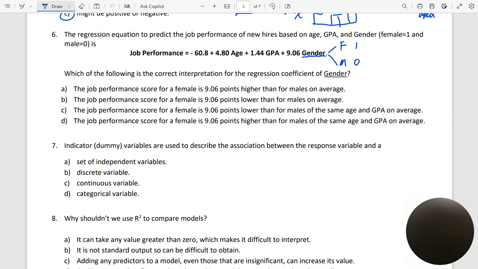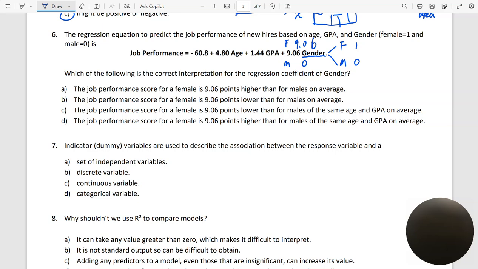So if this is female, then gender equals to 1, then 9.06 times 1 is just 9.06, right? But if it is male, then gender equals to 0, so this whole term will just change to 0, right? So then which gender has better job performance? Will be female, right? So it looks like female is higher than male by 9.06, but is this done?